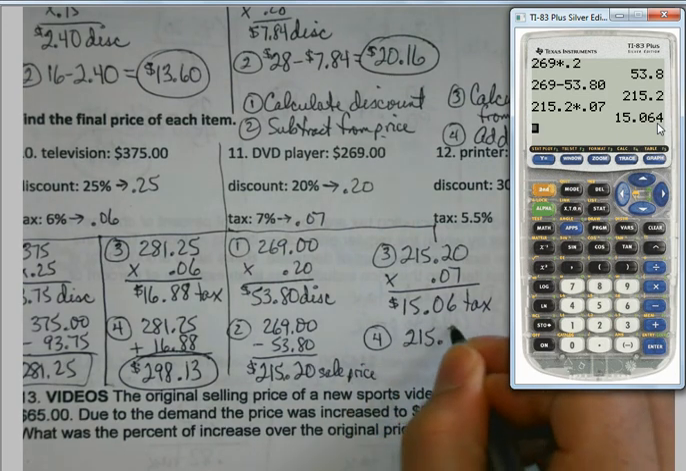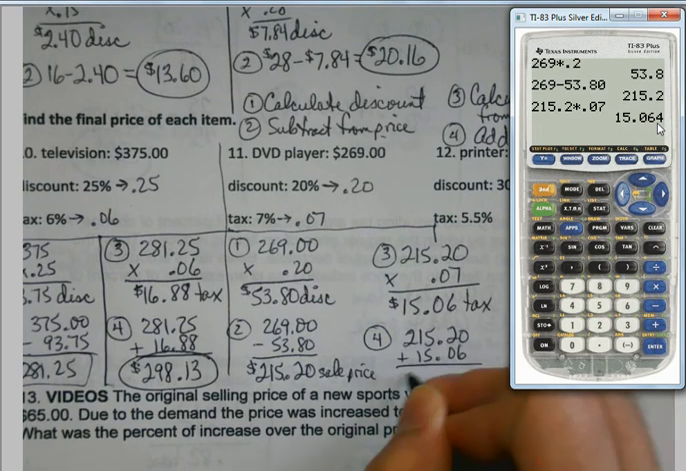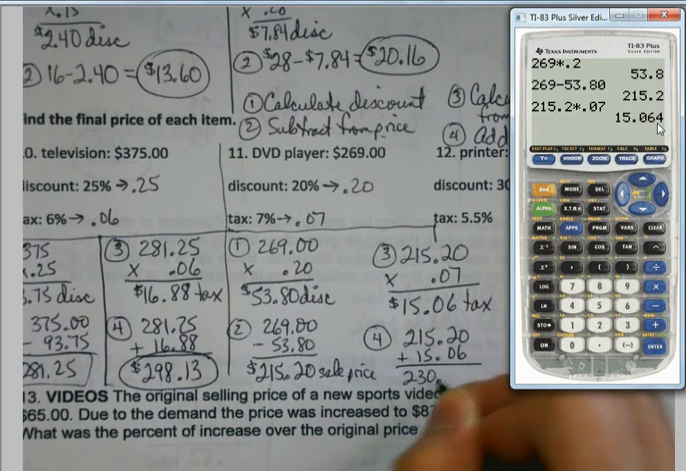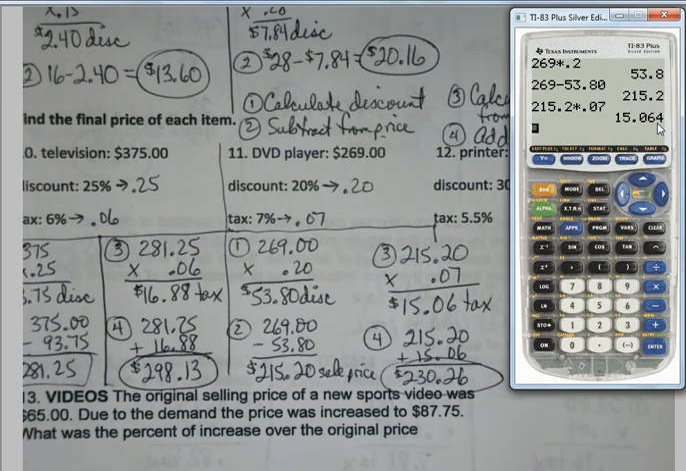So $215.20. Give the government back their tax, and we're done with this guy. Now again, you won't see many problems that are like this. Most of the time I'm just going to ask you for a discount or I'm going to ask you for the tax. But just in case, it's always good to have a little bit of a backup plan.